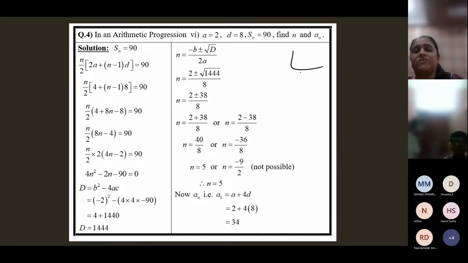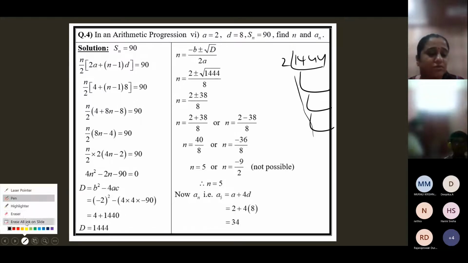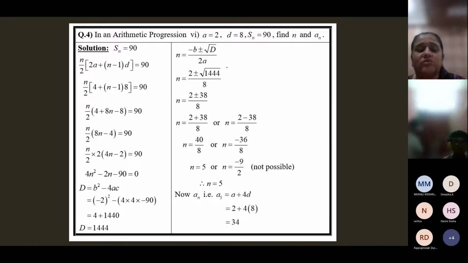Or you can even use the prime factorization method. Write 144 like this, then 2. It's important to know how to find the square root of a number. It's 38, and then it will be 2 plus 38 by 8 or 2 minus 38 by 8. So 40 by 8 or minus 36 by 8. That is 5 or minus 9 by 2.